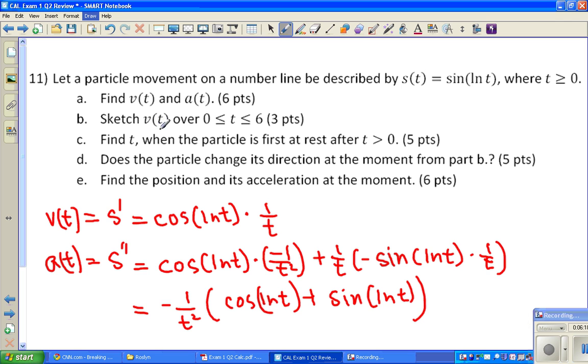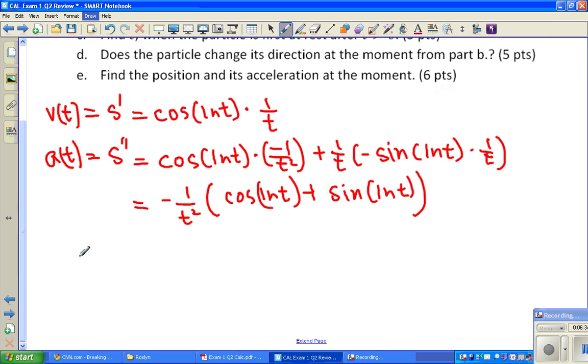Now, I wanted you to sketch this one. You can just try to sketch this one using your graphing calculator in the radian mode, so I will skip number B. Let us go for number C. Find t when the particle is first at rest. That means we need to find v of t equal to 0, since at rest means v of t has to be equal to 0.